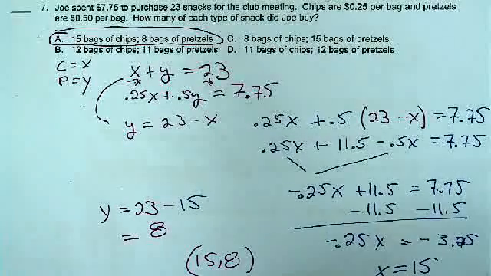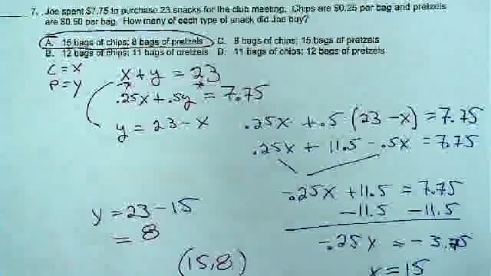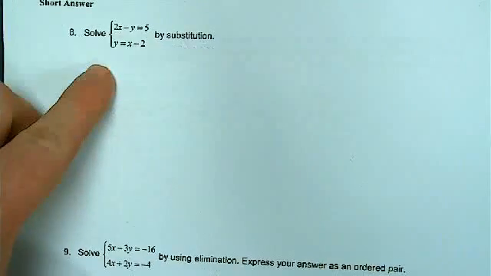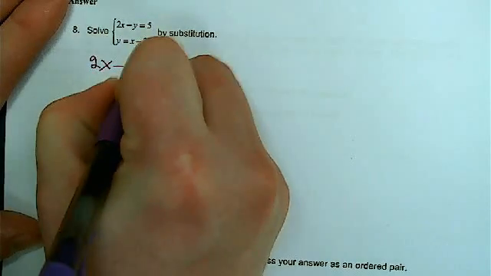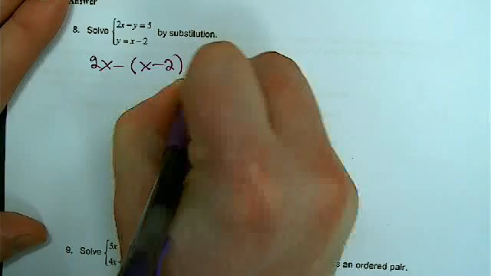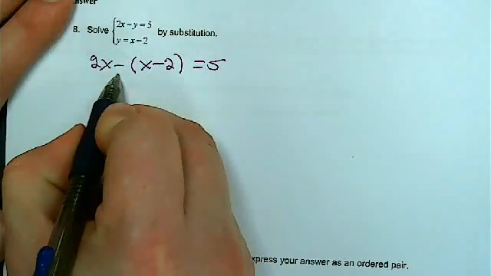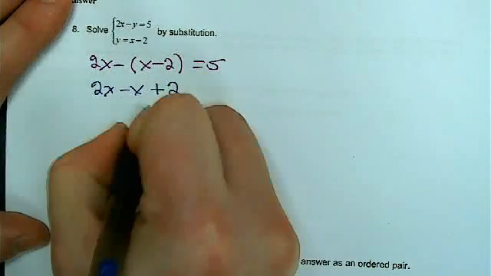The last two problems now, and it says to show my work. They're not multiple choice. And these are ones where I can get some partial credit if I at least get in the right direction. Now the other nice thing about this is number 8 comes pre-ready to substitute. So 2x minus, now y is x minus 2 equals 5. Now you want to watch your signage. There's a minus there, so there's a minus here, which has to be distributed.